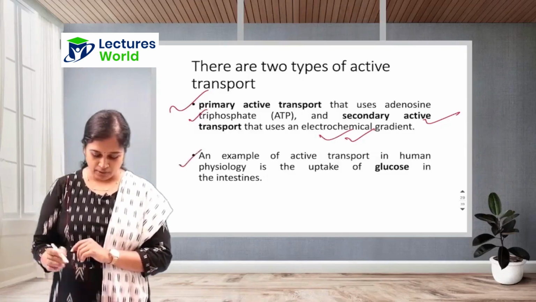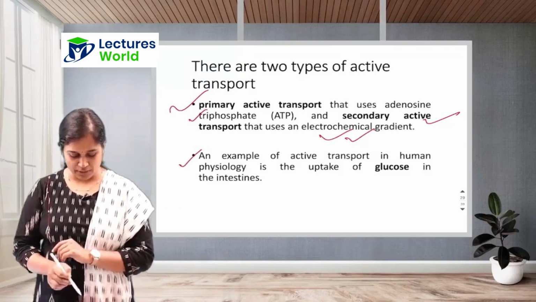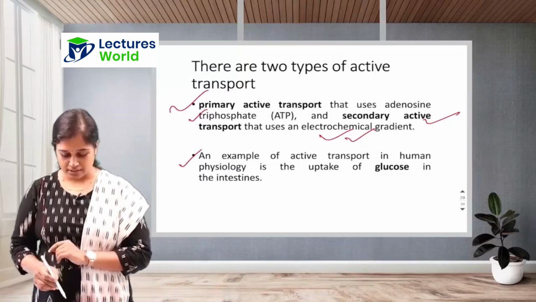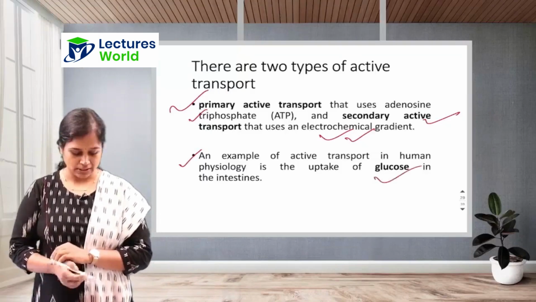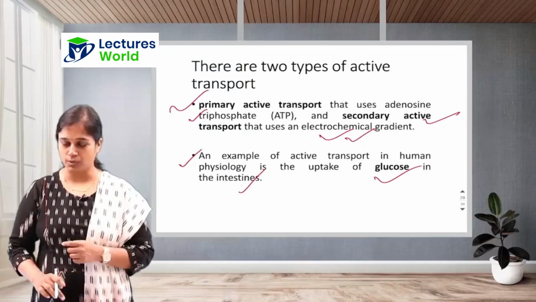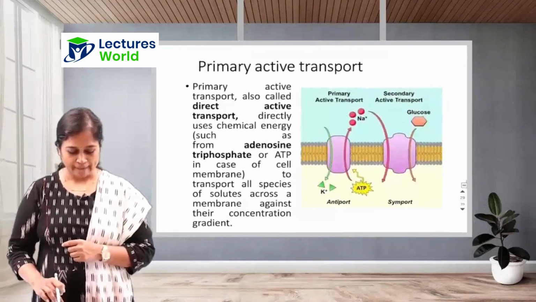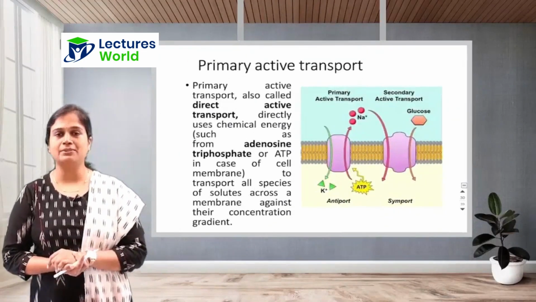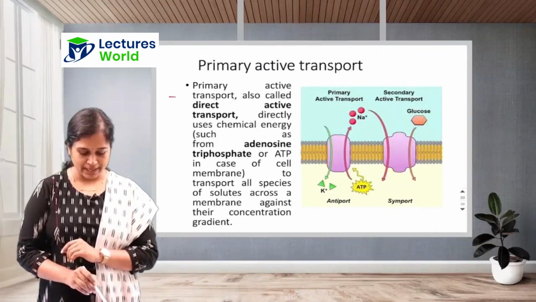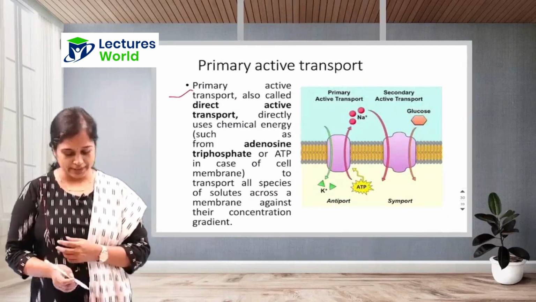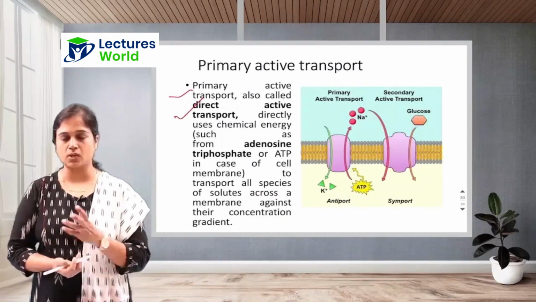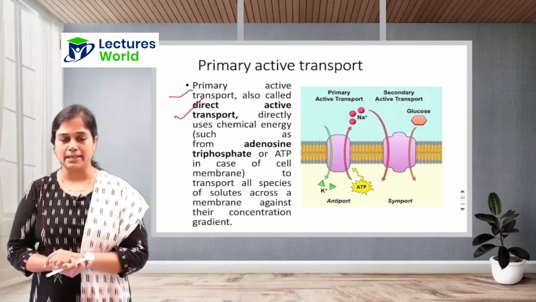So an example of active transport in human physiology is uptake of glucose in the intestine. We will see more in detail. So first, primary active transport. The primary active transport is also called the direct active transport.